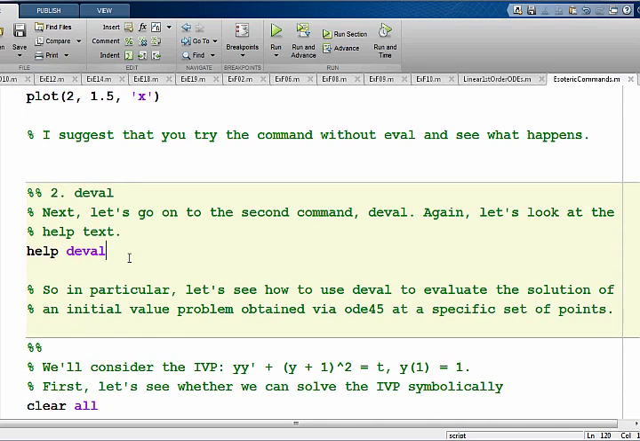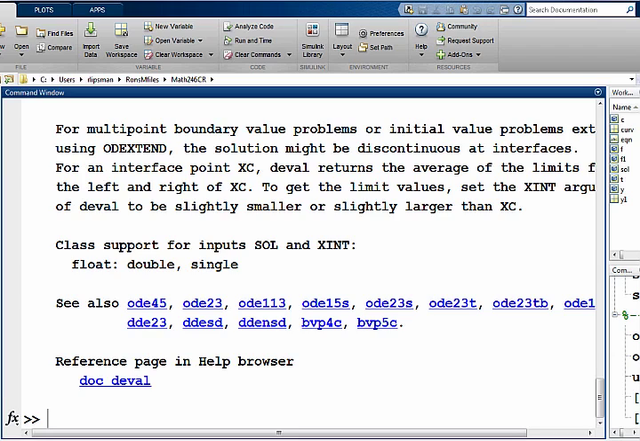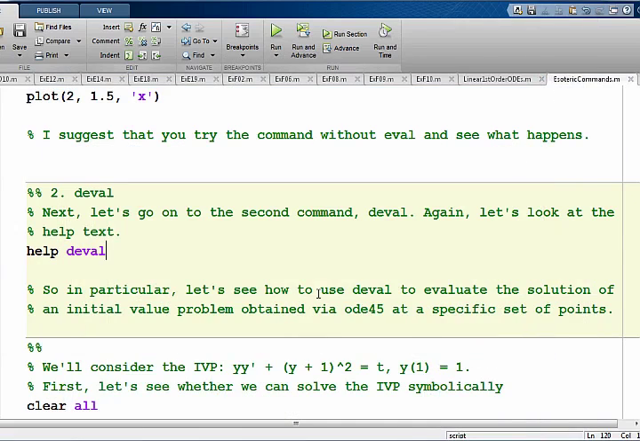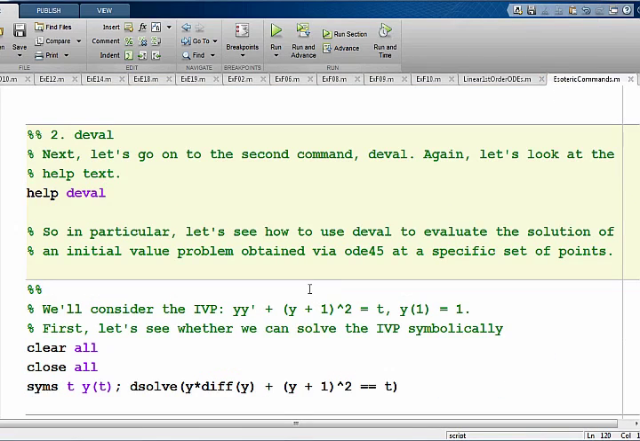Again, let's look at the help text. So help deval comes up in the MATLAB window. Here it is. It's a bit long. But basically, it evaluates the solution of a differential equation problem at the entries of the vector x. So you can basically instruct MATLAB to look at a problem where it's already applied a differential equation solver, like ODE45, and tell it to evaluate the solution at a certain specific set of points.